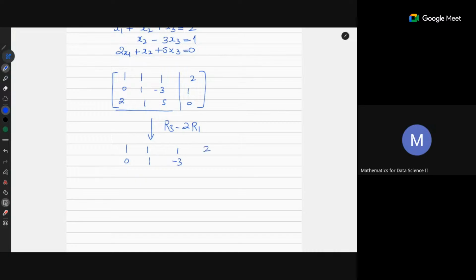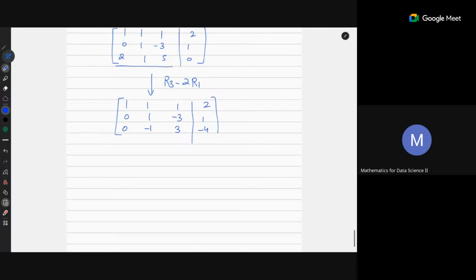First two rows remain as they are, the third row will be 0, and then minus 1, and then 5 minus 2, 3, and then minus 2, minus 4. All right. Now, what can you see? You can see that the third row is the same as the second row, minus 1 multiple of the second. So what you can do, you can subtract that. So you can do R3 minus 2R1.